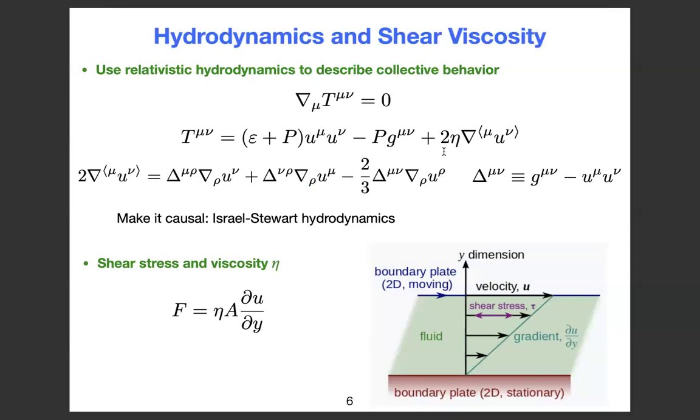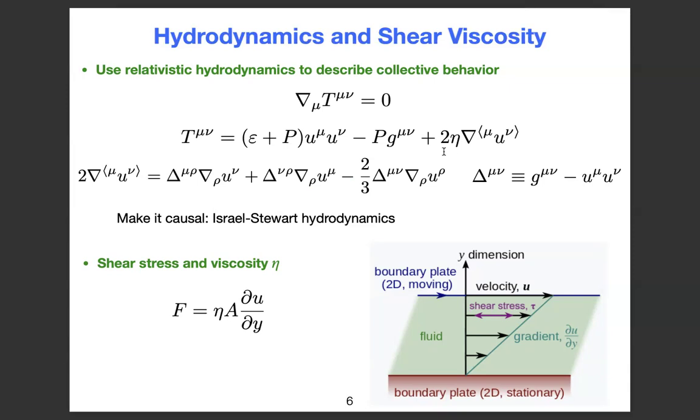And one effective way to do that is to use relativistic hydrodynamics and solve the hydrodynamics to understand the collective behavior in the particle production. Hydrodynamics is just an effective theory describing long wavelength dynamics. So it's nothing but just energy momentum conservation. And what one needs to do is write down an effective description of the stress energy tensor T^{μν}.